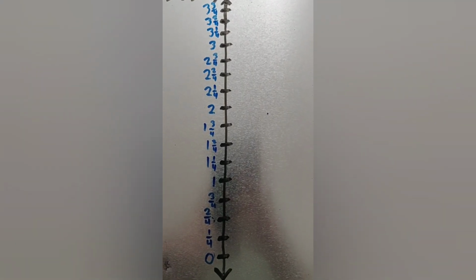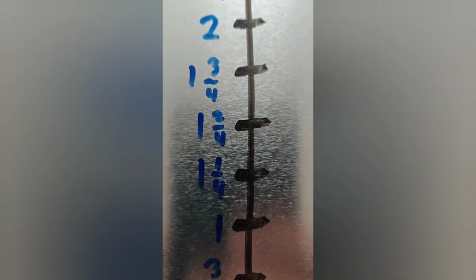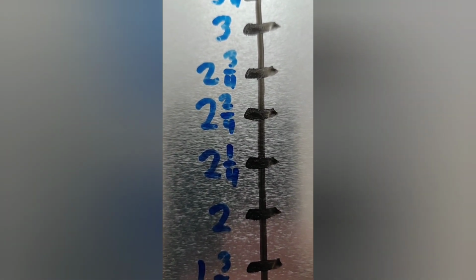So there I drew a number line starting with 0. Between 0 and one whole, we got 0, 1/4, 2/4, 3/4, then 1. Between 1 and 2 wholes, it goes 1, 1 1/4, 1 2/4, 1 3/4, 2. Between 2 and 3 wholes, it goes 2, 2 1/4, 2 2/4, 2 3/4, and 3. I kind of ran out of room. I couldn't even get to 4 wholes, so I got 3, 3 1/4, 3 2/4, 3 3/4.